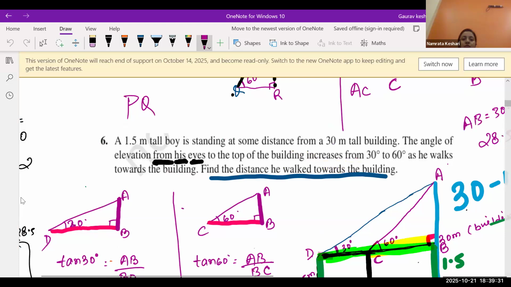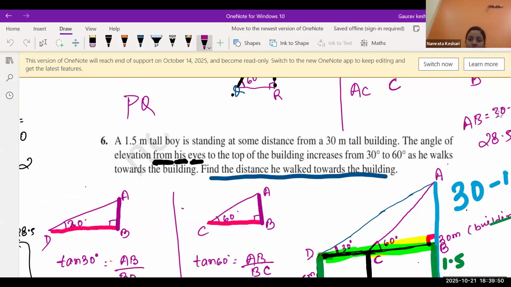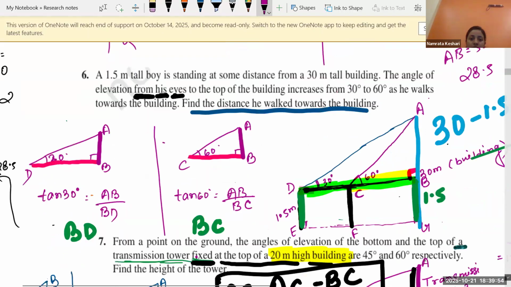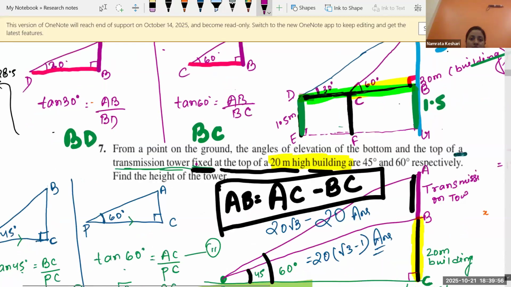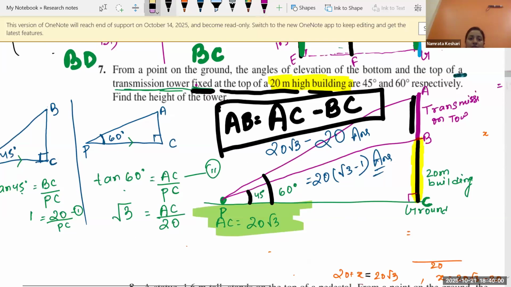Have we discussed this question number 6? Yes, ma'am. Okay, that means we need to take from number 7. Meanwhile, please read the question. I am taking it.